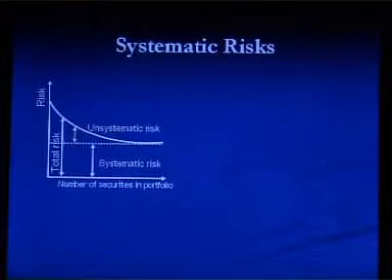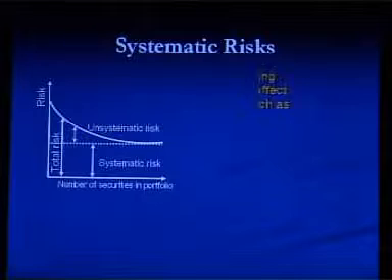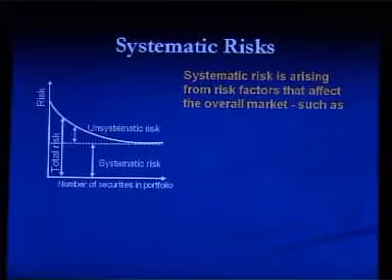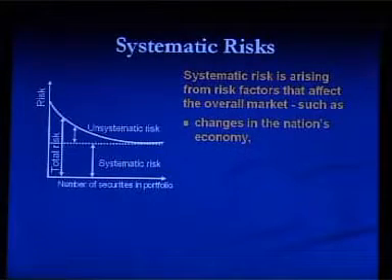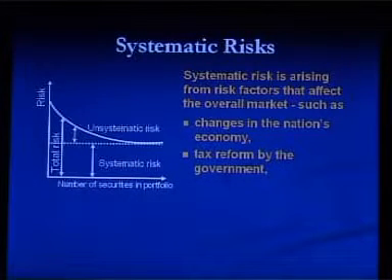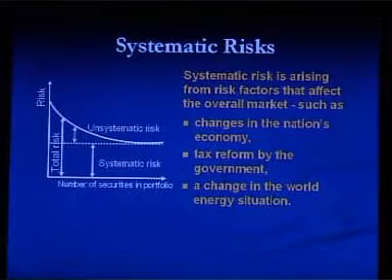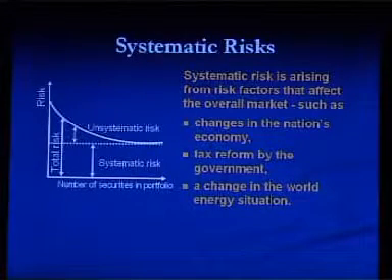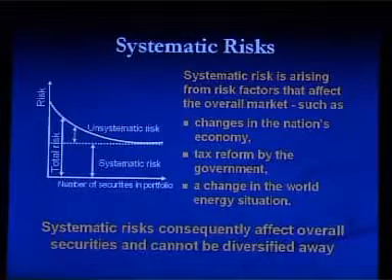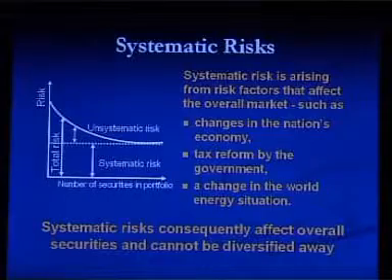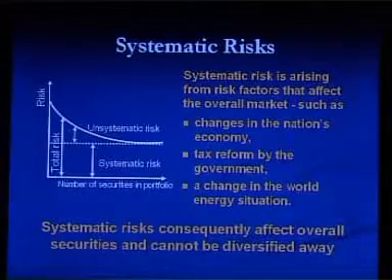In the graph you can see the systematic risks, where systematic risk arises from risk factors that affect the overall market, such as changes in the nation's economy, tax reform by the government, a change in the world energy situation, like this. Systematic risks consequently affect overall securities and cannot be diversified away. You get the idea about systematic risk?